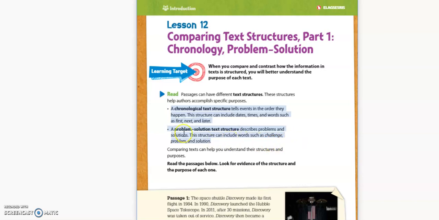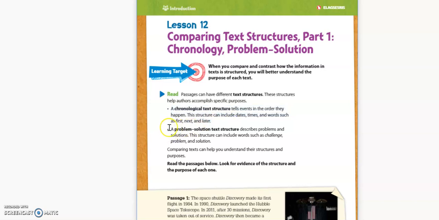You see them here, okay? This lesson wants us to focus on chronological text structure and problem and solution text structure. So our working definition for chronological text structure: this wants us to be able to tell the events in the order in which they happen. This structure can include dates, times, words such as first, next, and later. So you already immediately know when you start to see dates, times, and they're putting things in order that you should be focusing on chronological text structure.